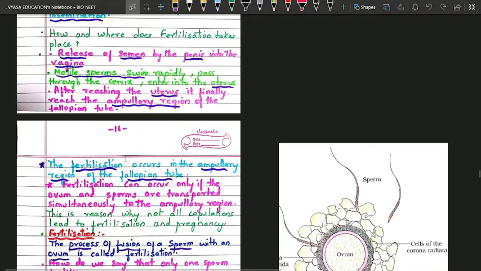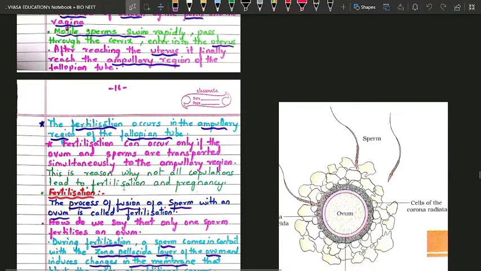This is very important. Fertilization can occur only if the ovum and the sperm are transported simultaneously. That means the ovum must have come to the ampullary region, and the sperm must also have come to the ampullary region. So fertilization can occur only if the ovum and the sperms are transported simultaneously to the ampullary region. This is why not all copulation leads to fertilization and pregnancy.